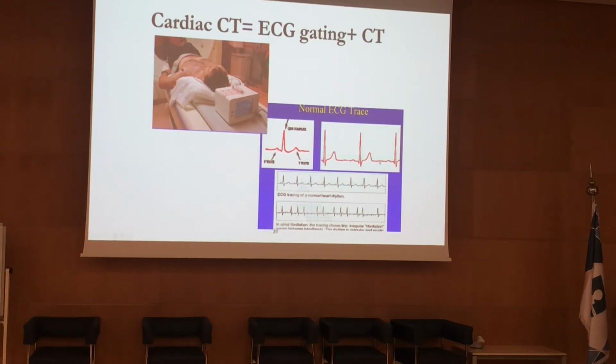So what we do, we keep the patient in the scanner and scan at this level, from here, for example, to here, from about 60% to 80% of the cardiac cycle, to minimize motion artifact. Because if we scan during systole, the heart is moving, and the coronary artery will not be seen well because of motion artifact.